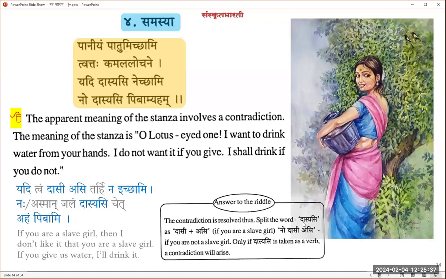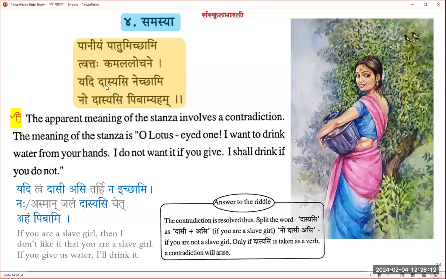Okay, their solution is this. The contradiction is resolved thus: split the word dasyasi as dasi asi. If you are a slave girl, tvam dasi asi. No dasi asi, again na dasi asi, if you are not a slave girl. So in both places the Samskrita Bharati is suggesting the solution that obviously came from the historic folklore to them, which they have represented honestly, dasi asi, dasi asi.